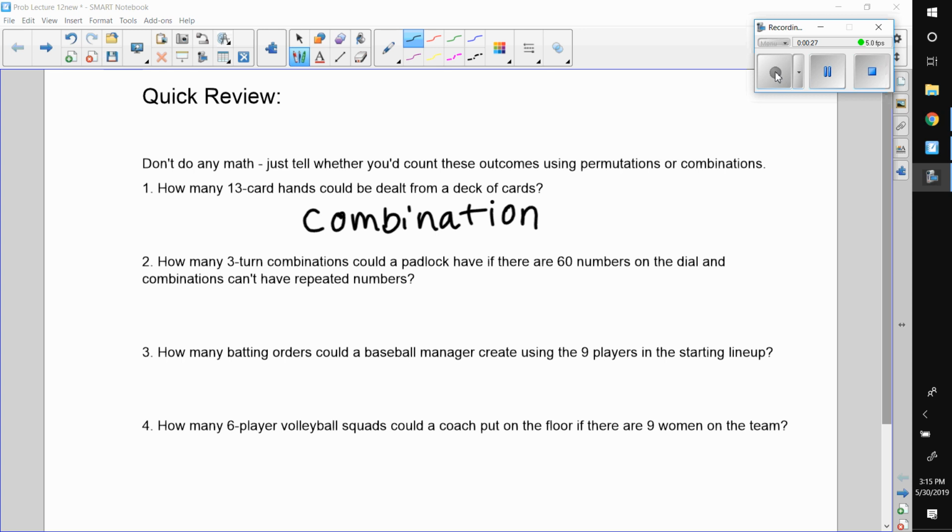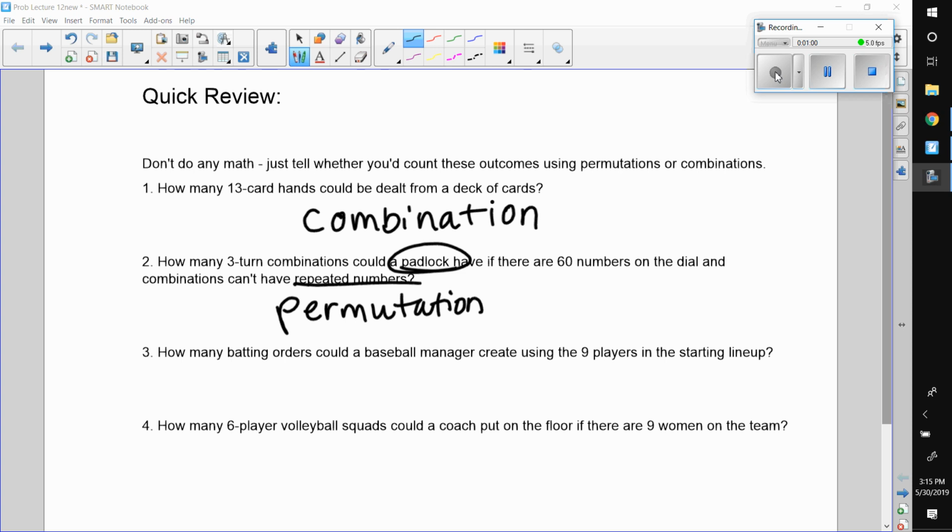So number 2, how many 3-turn combinations can a padlock have if there are 60 numbers on the dial, and combinations can't have repeated numbers. This one here could be kind of either way. We almost don't have enough information, but I'm going to go with permutation because they're talking about a padlock, so it actually matters, and you don't want repeated numbers. So I'm going to go permutation with this, even though it even says combination in the question. Sometimes they try to confuse you.